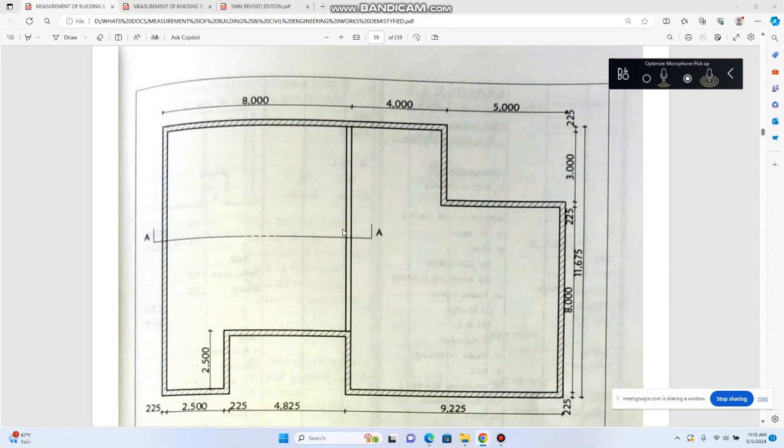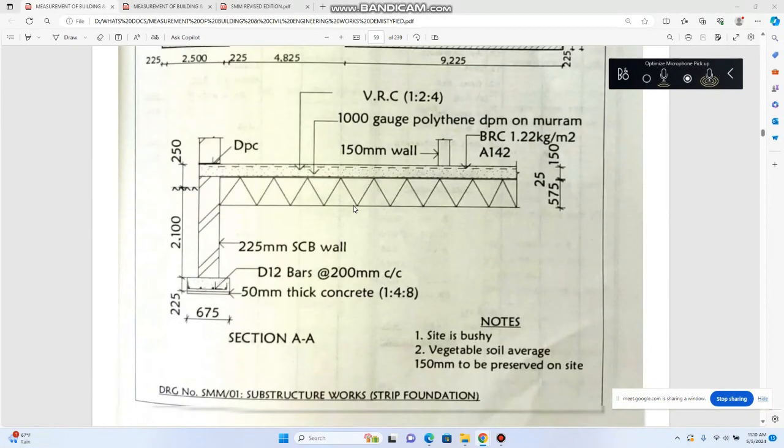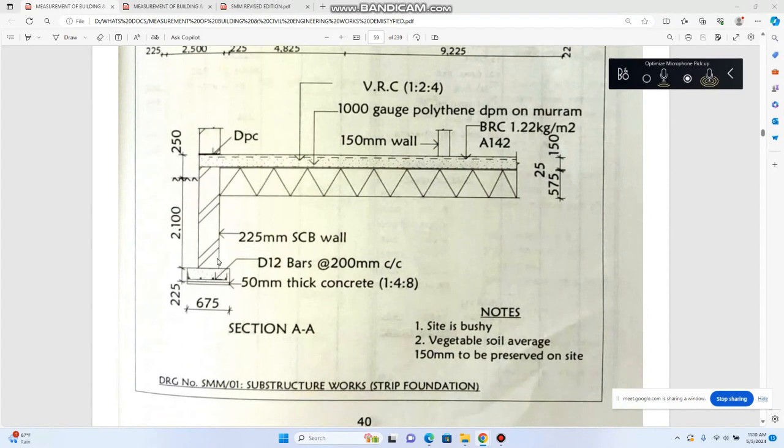When we are clearing the site, we need to look at the plan and also the section drawing. You see, this is the plan. Then this is the section drawing here. In the section drawing, we can see this is the external wall. Then it is seated on a foundation made of concrete. The foundation width is 675.